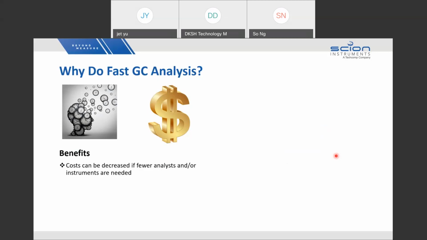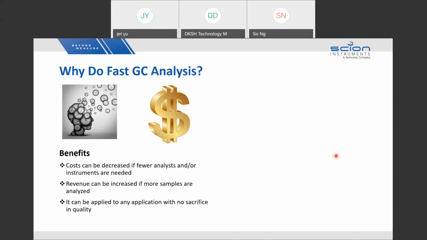If you have a shorter analysis time, of course you can do more analyses within a day. Also, some of you can share the same machines, so it's more like utilization of the systems. Second one is revenue can be increased. This is more for professional testing labs. Of course, with one capital instrument they can do more tests, they can charge more, make more money.